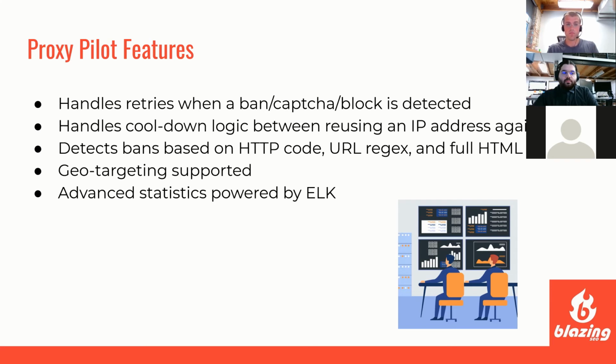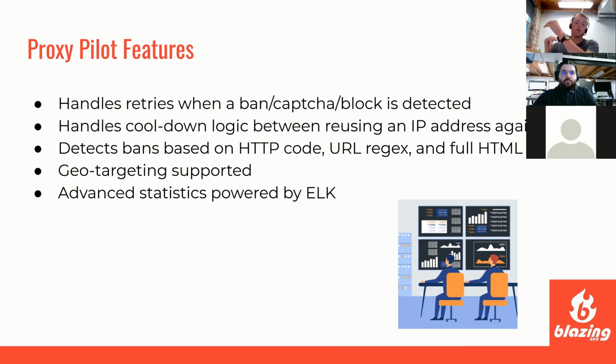And so real briefly, it handles retries, so we talked about that. It handles cooldown logic between reusing an IP address again. So again, if there's certain sources and certain sites you're scraping that can use data center proxies, you can use Proxy Pilot to say, hey, for domain1.com, use these lists of data center IPs with these cooldown timers and this type of retry, ban detection, et cetera.